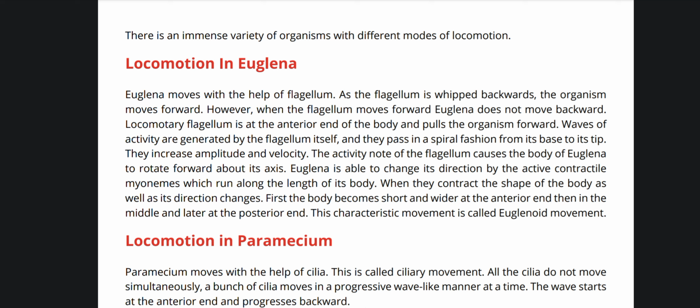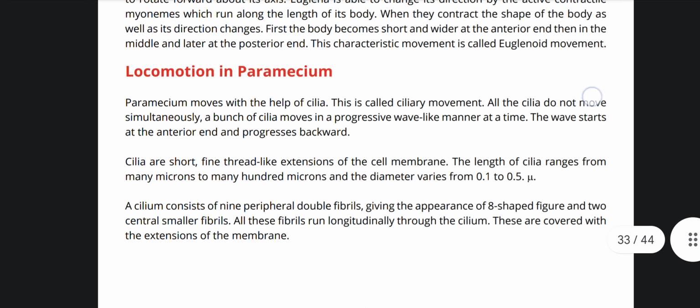Euglena is able to change its direction by the active contractile myonemes which run along the length of its body. When they contract, the shape of the body as well as its direction changes. First the body becomes short and wider at the anterior end, then in the middle and later at the posterior end, and this characteristic movement is called the euglenoid movement.